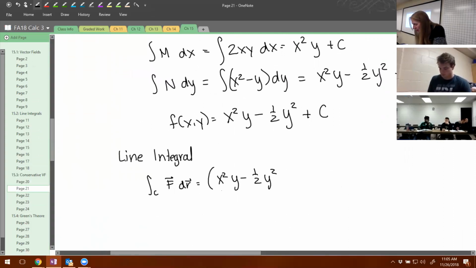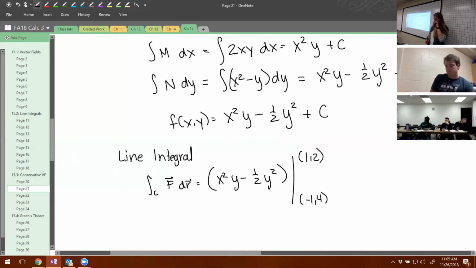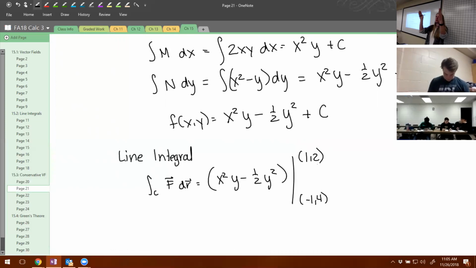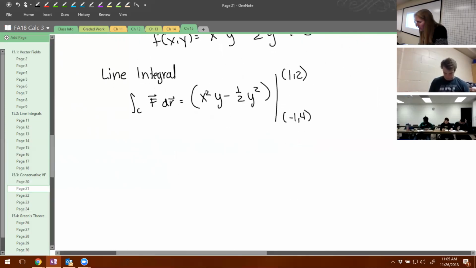That's fine. But we're going to go back and evaluate this from the initial point, which is the lower limit. So that's -1, 4. And then to the upper point, the end point. Just keep in mind it's an ordered pair. So we're going to let x equal 1, y equal 2, and evaluate that potential function. And let x equal -1, y equal 4, and evaluate the potential function for that. So let me color code this.